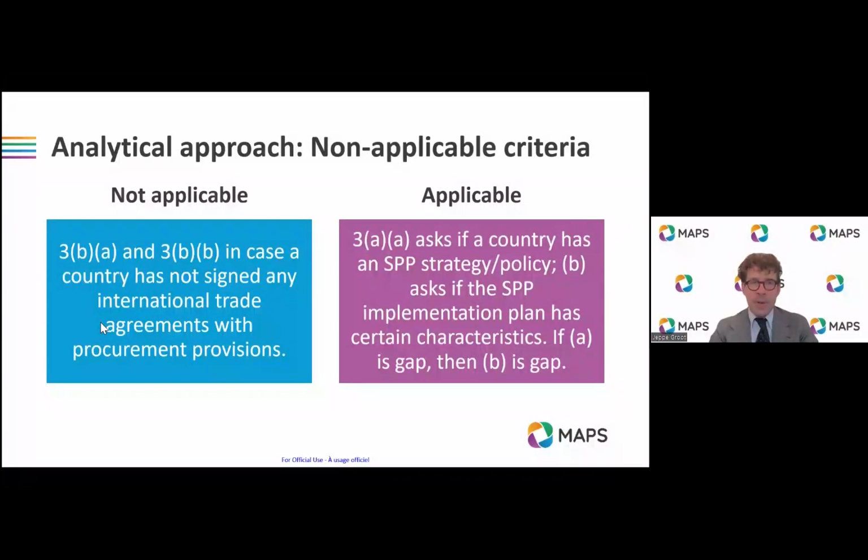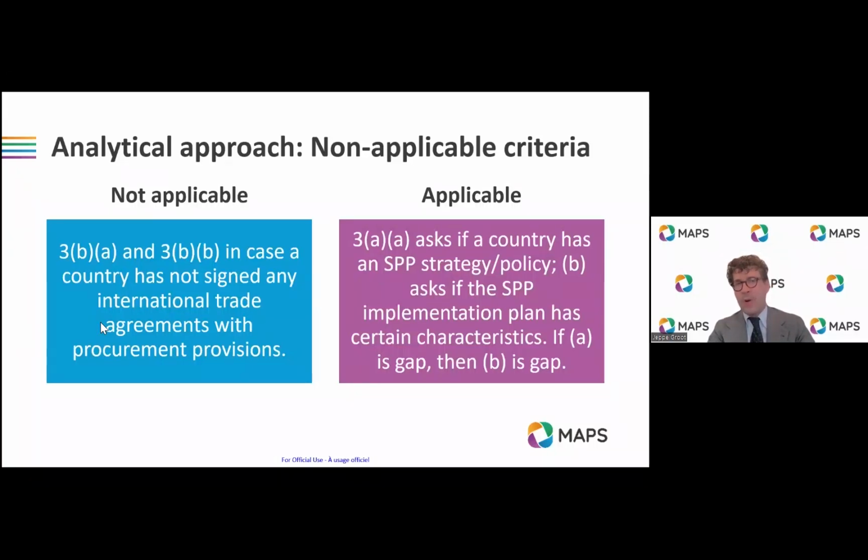For example, for sub-indicator 3B, both criteria, this was the sub-indicator I talked about before with international trade agreements, if the assessed jurisdiction has not signed any international trade agreements, then these criteria are not applicable.